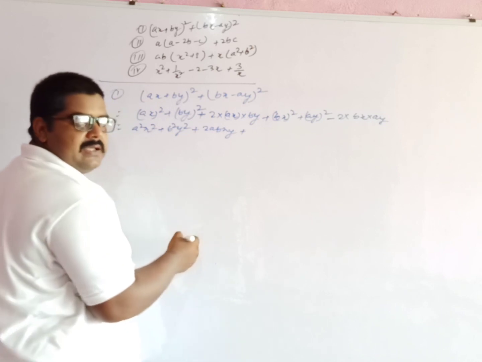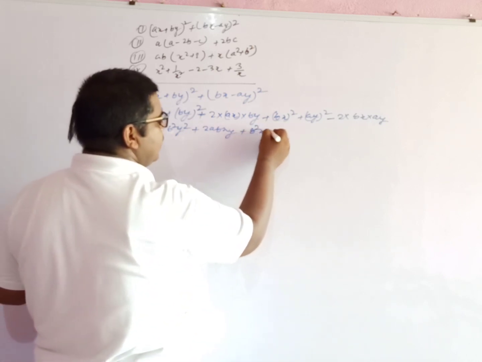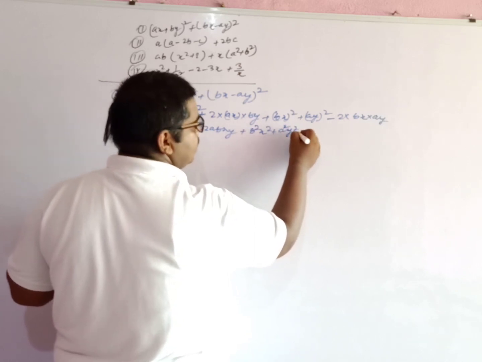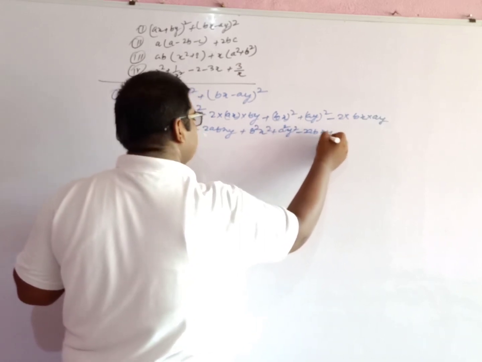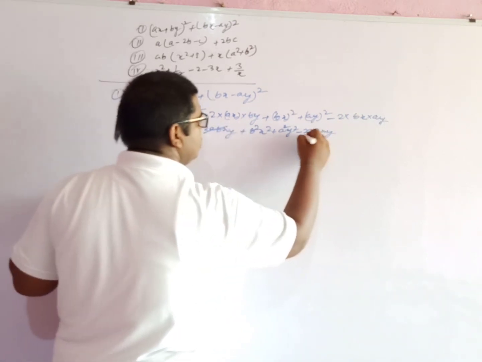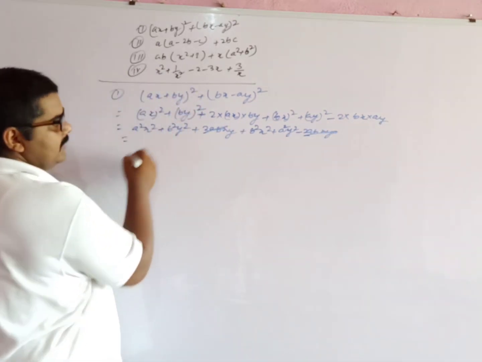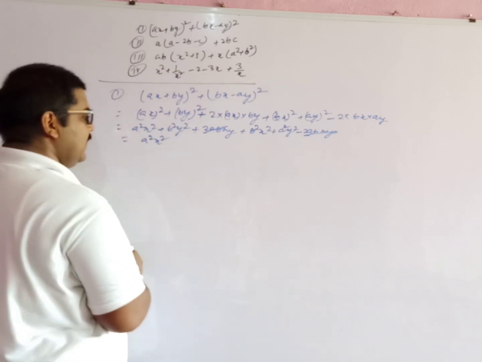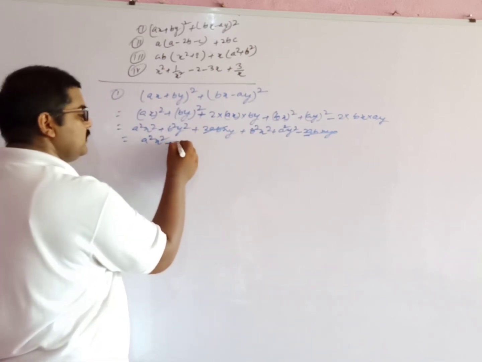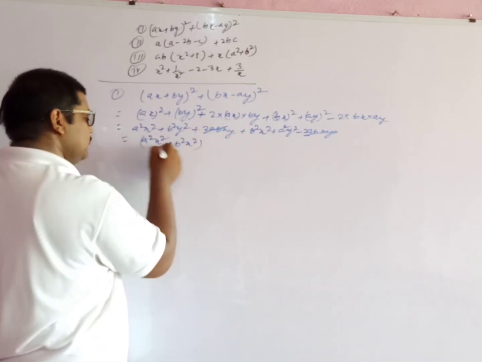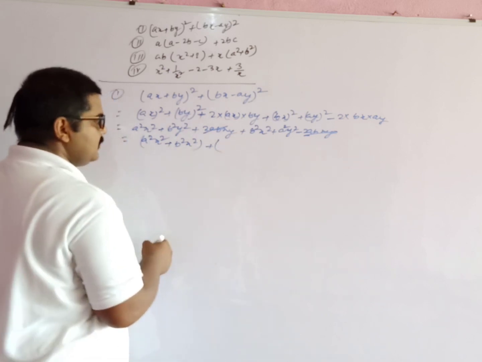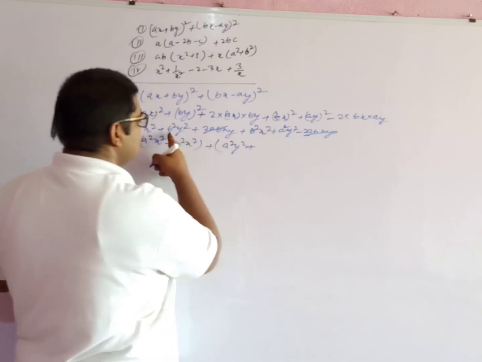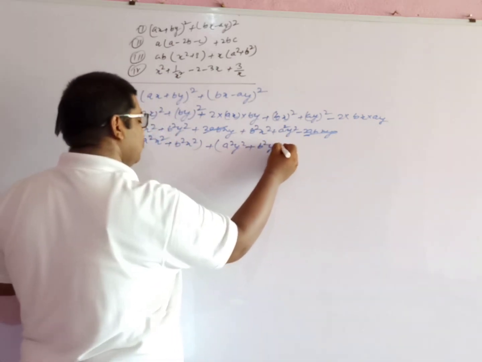bx square can be written as b square x square. Ay square can be written as a square y square minus 2abxy. And these two cancel. And in this case, you have to just rearrange: a square x square plus b square x square. Then you have to arrange a square y square plus b square y square.